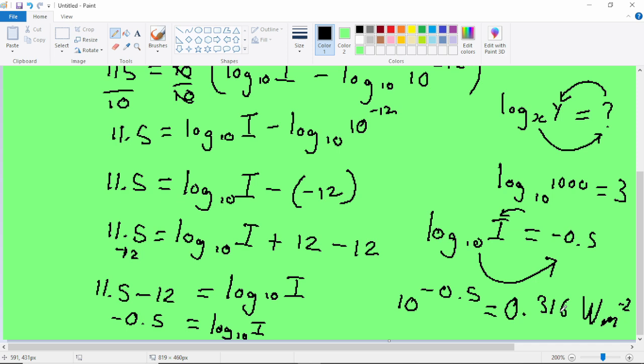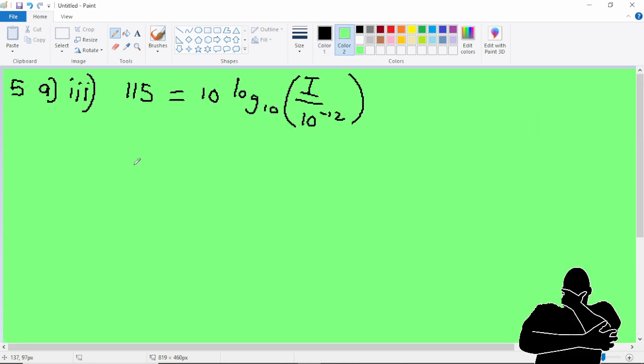I'm going to show you an easier way to get the same answer if you are running out of time and you understand how logarithms work, right? So let's do the same thing. Divide this side by 10. Divide that side by 10. We're going to get 11.5 is equal to log base 10 of I over 10 to the minus 12.